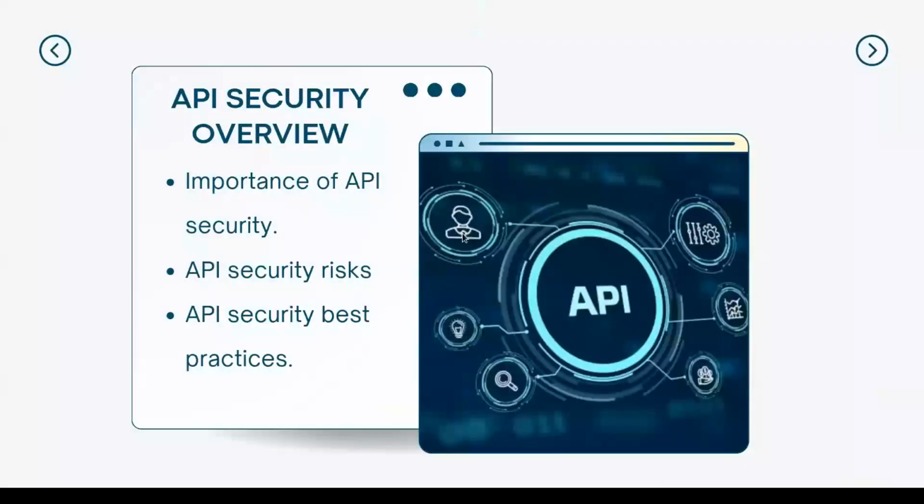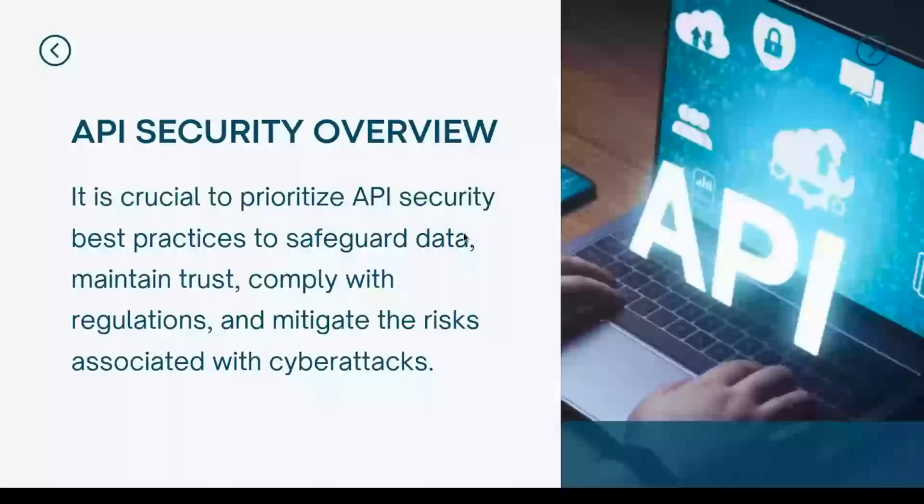So, in the overview, I'm going to cover the importance of API security, although the first speaker, George, had already covered most of those things. So I'm going to cover some. I'm going to cover different API security risks, and then I'll cover the API security best practices. So, why is API security important?